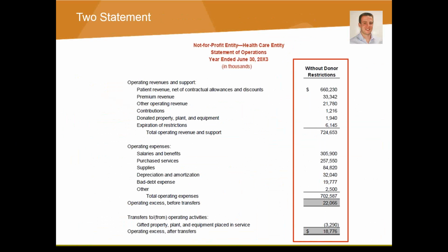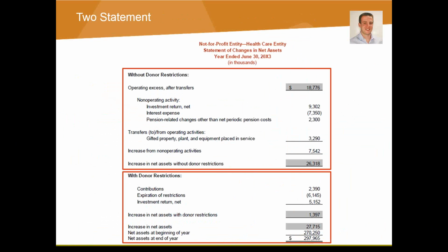This breaks out your statements into the without donor restrictions piece and then the with donor restrictions piece. So instead of having the two-column approach, this is the one-column approach. You have your operating revenues without donor restrictions, your operating expenses, your operating excess before transfers. Then the second part of the two-statement approach goes into your non-operating piece that doesn't have a donor restriction, and then your donor restriction piece, and those added together are your ultimate change in net assets. So this one seems a little cleaner, but it's also multiple pages.